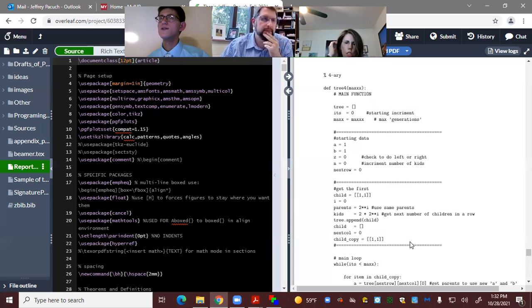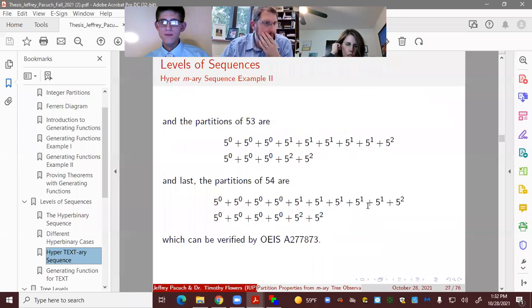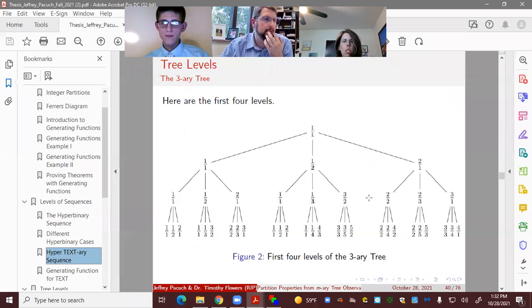I have one other question. You start your trees with 1 over 1 and you work from there. So if I gave you, I don't know, 13 over 7, could you compute how far from 1 over 1 I was?